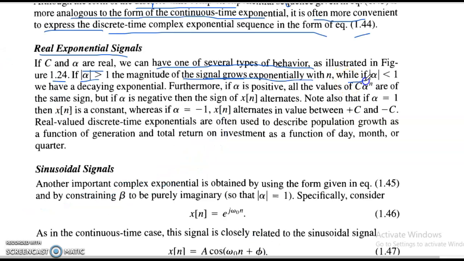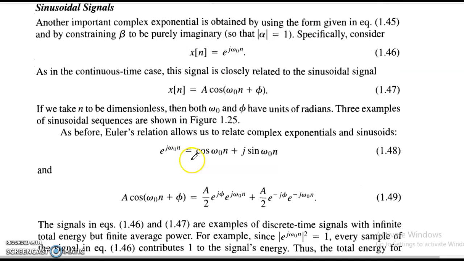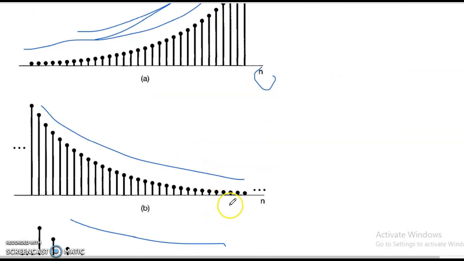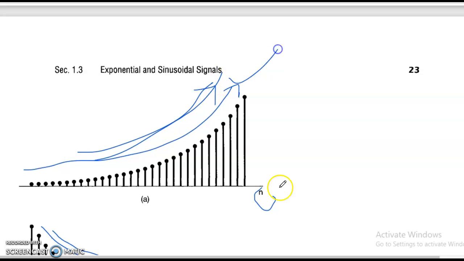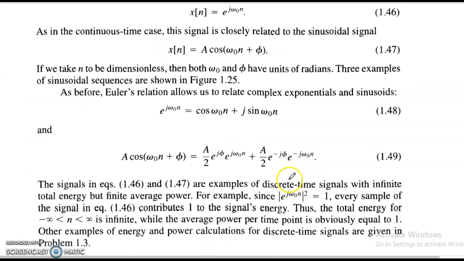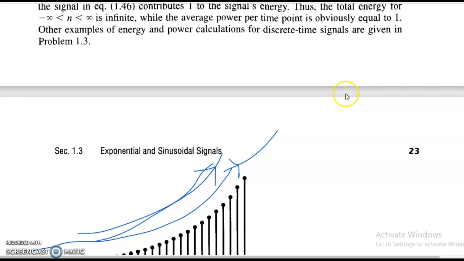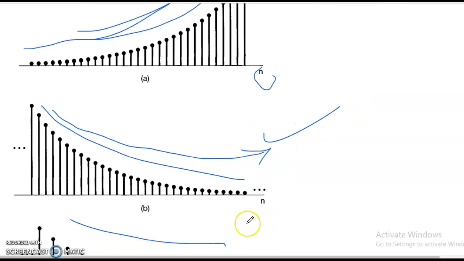While if the magnitude of alpha is less than 1, we have decaying exponentials. Alpha greater than 1 gives a growing signal, and alpha less than 1 gives a decaying signal.